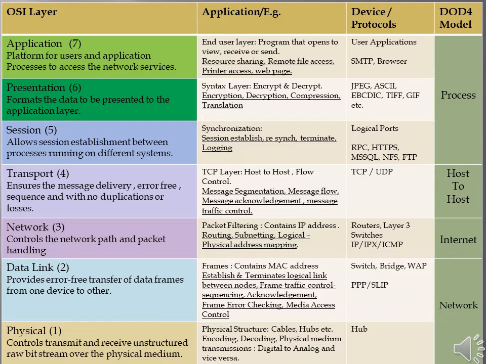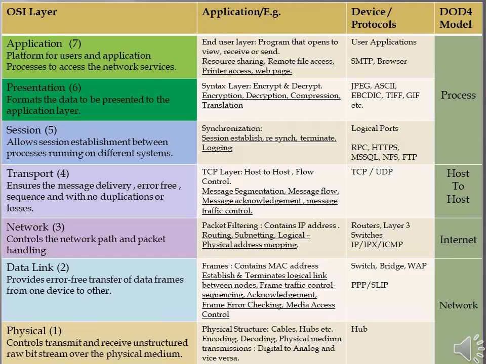Data link layer. It provides error-free transfer of data frames from one device to another. Frames: in this layer, it contains the MAC address. It establishes and terminates the logical link between nodes. Frame traffic control, sequencing, acknowledgement, frame error checking, media access control. Devices and protocols used in this layer: switch, bridge, and WAP. Protocols: Point-to-Point Protocol and SLIP.